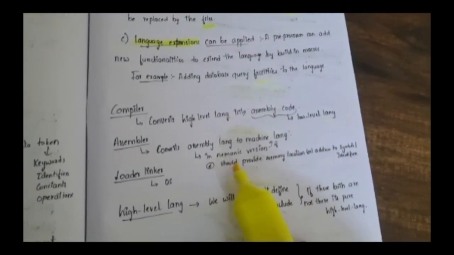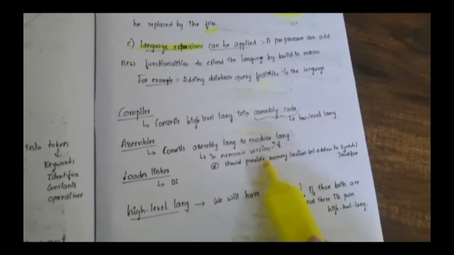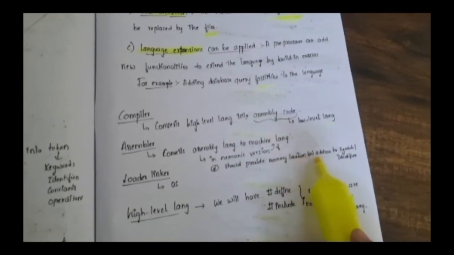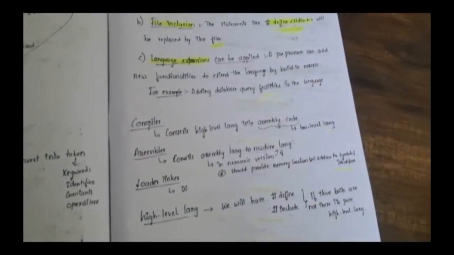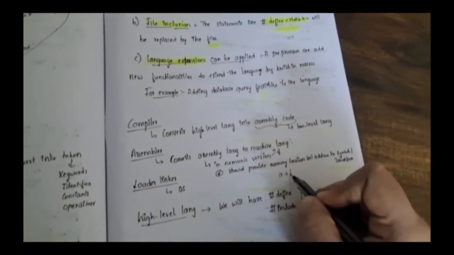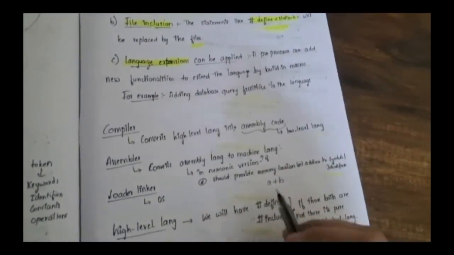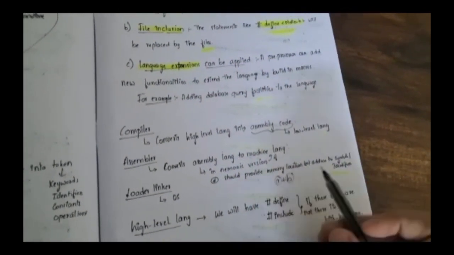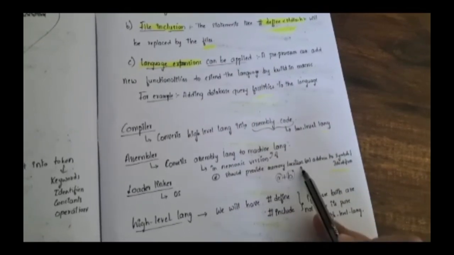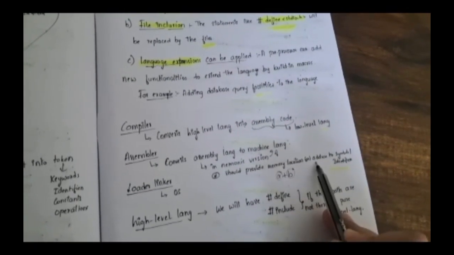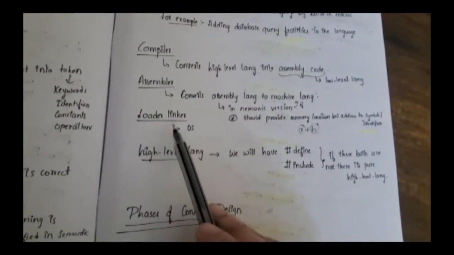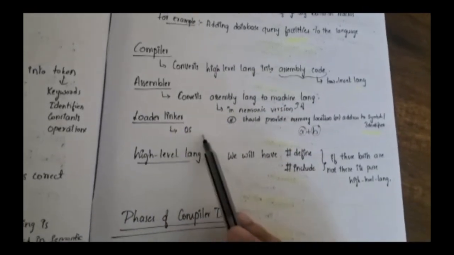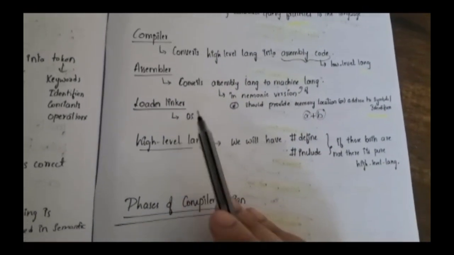And this is very important. The assembler should provide a memory location or address to symbols and identifiers. Meaning, suppose we have something like A plus B. For this A as well as B, it has to provide either the memory location or the address. Who has to provide? The assembler has to provide. And the loader and linker, we will be reading in depth in operating systems. Now you don't require this much.